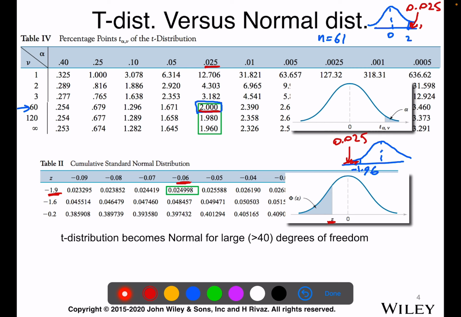right? And we see that as the degrees of freedom increases, when we go from 60 to 120, we get even closer to 1.96. So this becomes 1.98. And then when we increase to a very large number, it becomes exactly the same as the normal distribution, right? 1.96.